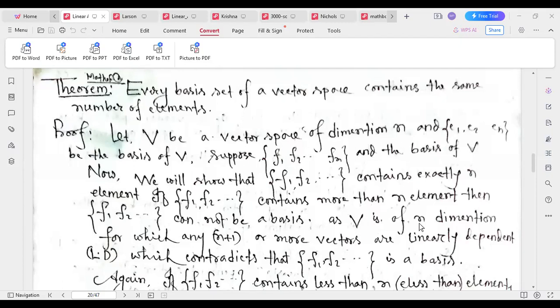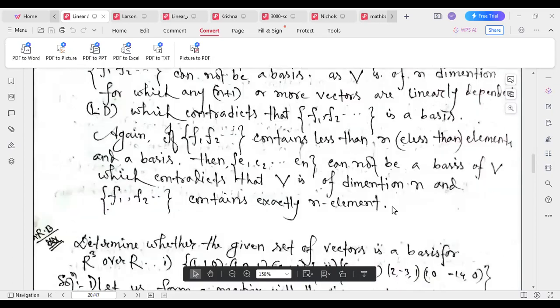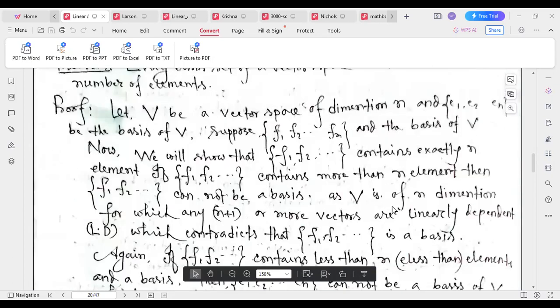as B is n-dimensional, for which n plus 1 or more vectors are linearly dependent, which contradicts the fact that f1, f2, ..., fn is a basis. Again, if f1, f2, ... contains fewer than n elements and is a basis, then e1, e2, ... cannot be a basis of B, which contradicts the fact that B is of dimension n. So f1, f2, ... contains exactly n elements. So this is the proof.